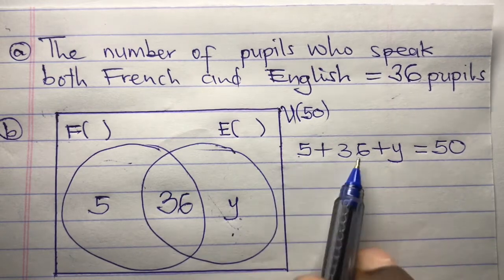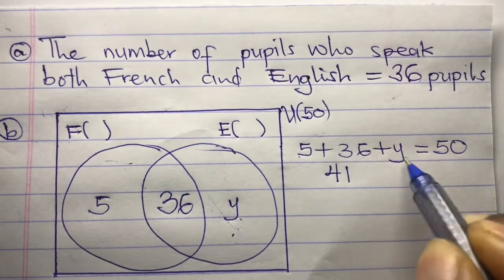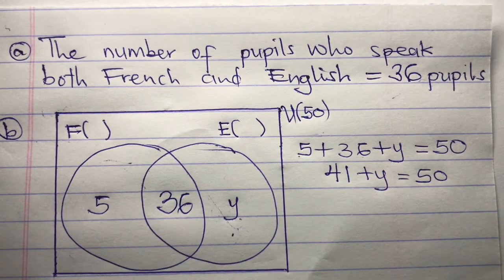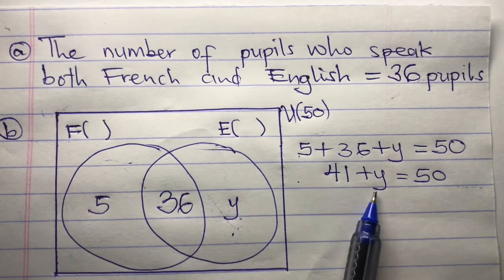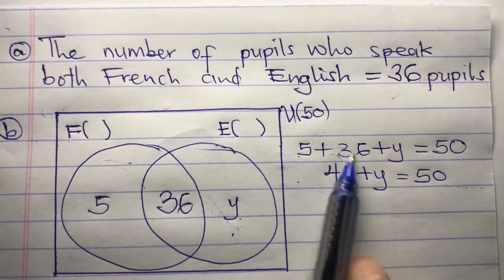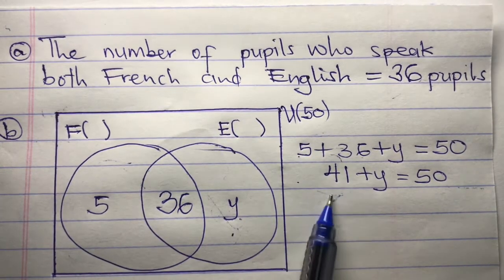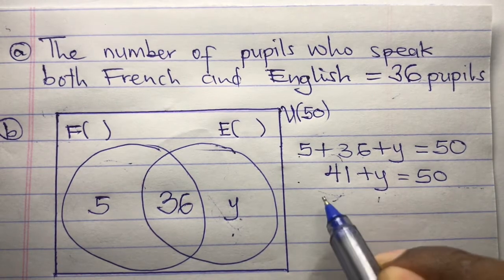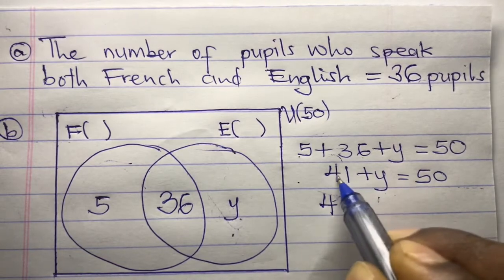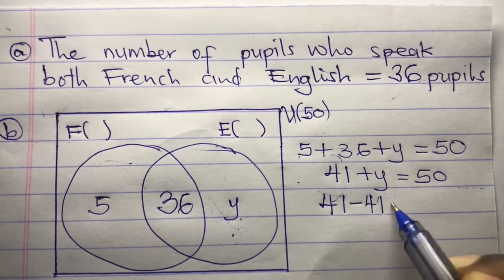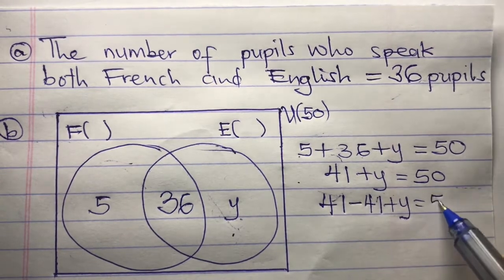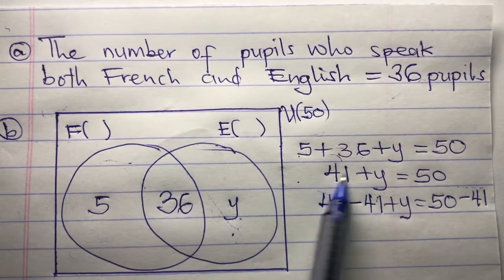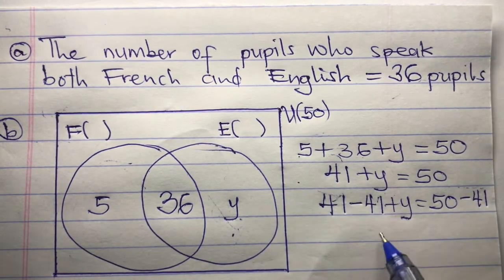So 5 plus 36 will give us 41, then plus y. And we have 50. All right. So to find y, 41 is the intruder. It needs to live here so that we can make y the subject and find y. To make this happen, we subtract 41 from this. Then we add a plus y. And then we go here, we subtract the same 41 from the 50. So subtract 41 from here, and then the 41 will go to 0. And then you have only y standing.